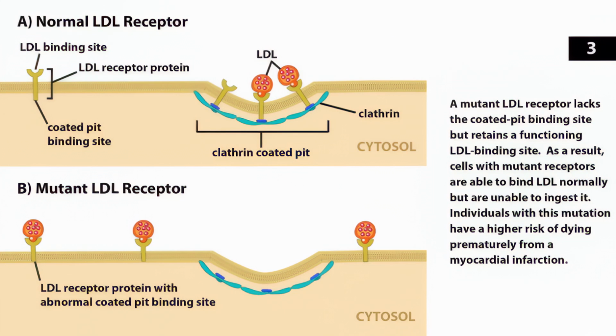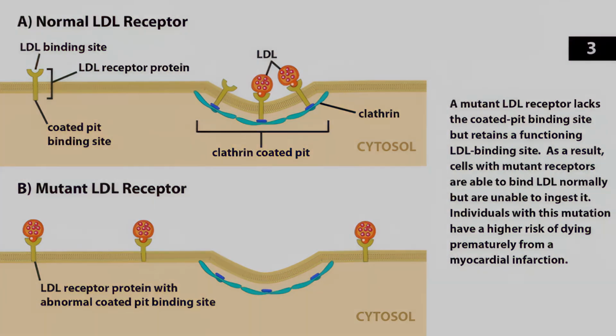So this is what you might see with familial hypercholesterolemia, where there's a defective LDL receptor. But we're going to talk more about that disease in another video. So that's clathrin. It's definitely an important mechanism to know about.